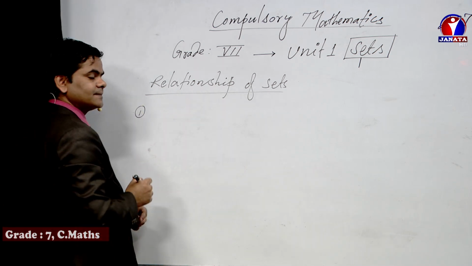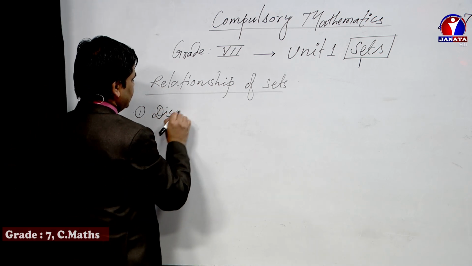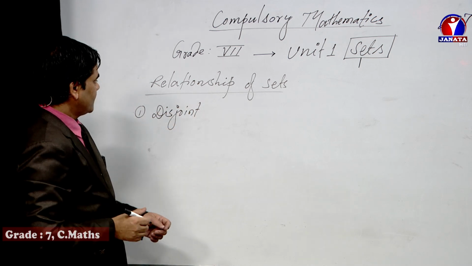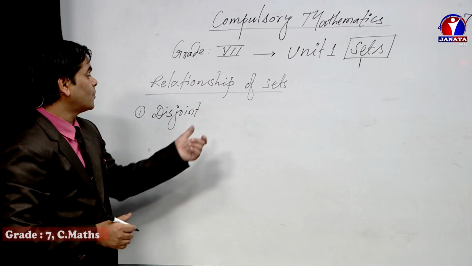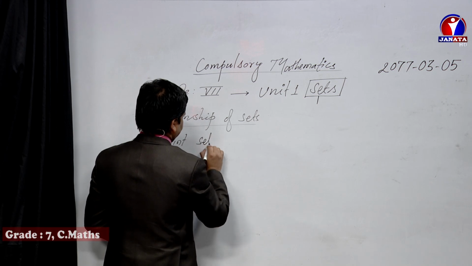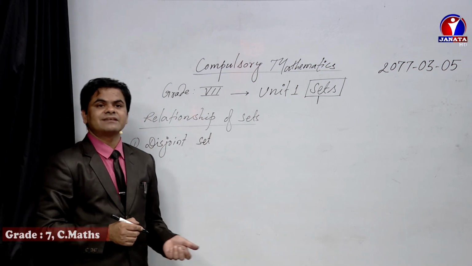The first one is disjoint. We can write them as types of set as well, but this type of relation can be established within 2 or more than 2 sets. Disjoint sets. The relation is disjoint. What kind of relation is known as a disjoint relation?